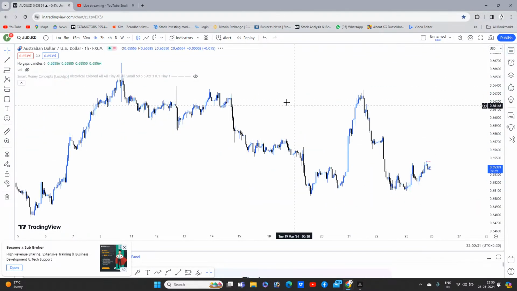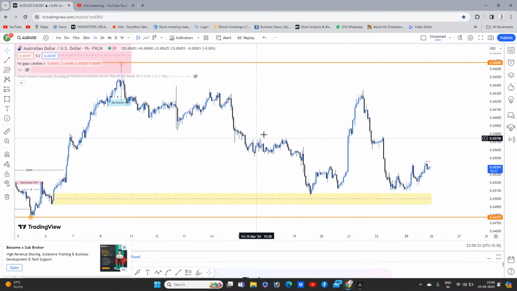In this video we'll be learning about the true structure of smart money concept. Let me check first whether I am live or not, and then we'll continue the video. We'll learn how to map the structure, how to do structure mapping based on smart money concept, as well as how to spot where to buy and sell based on that.